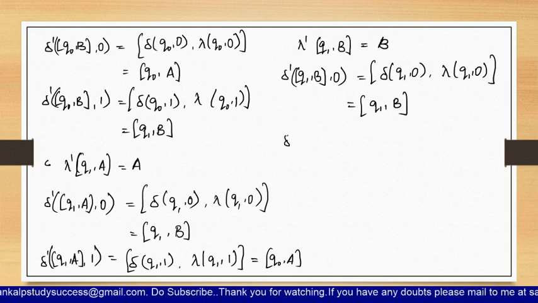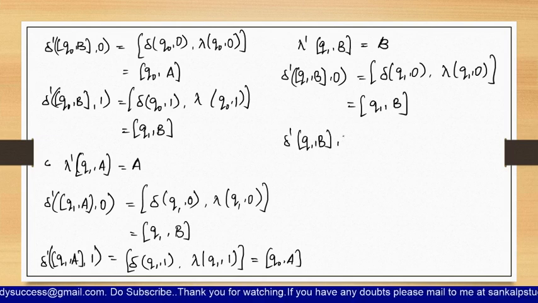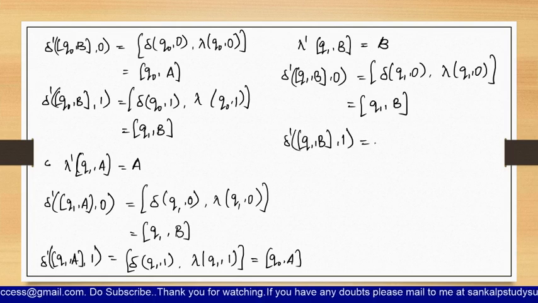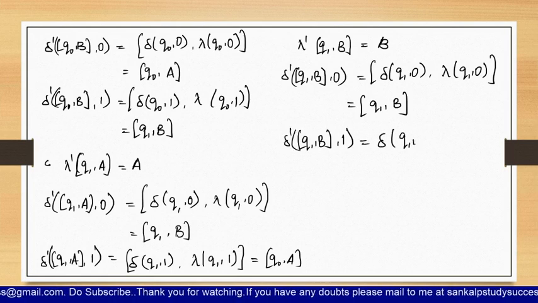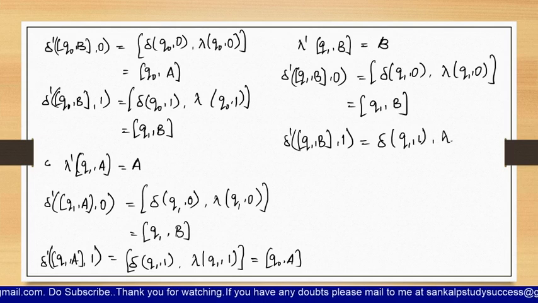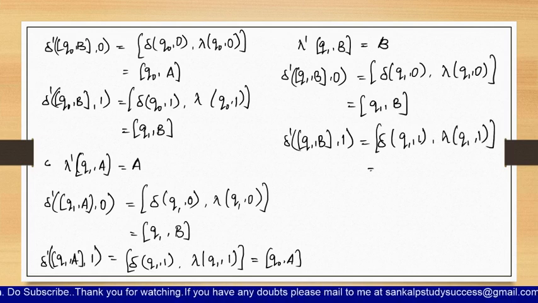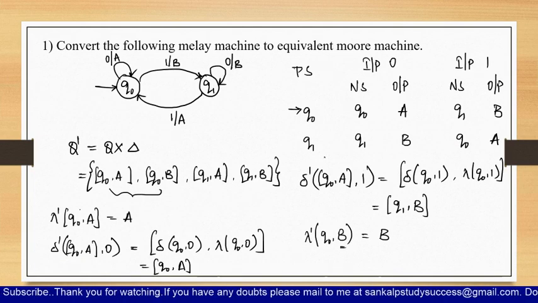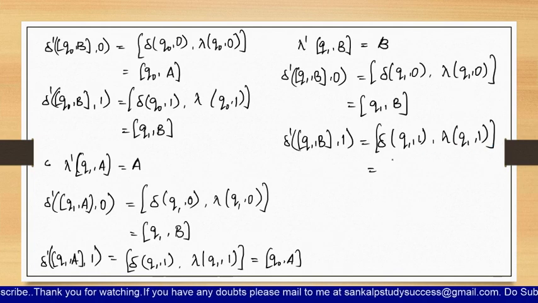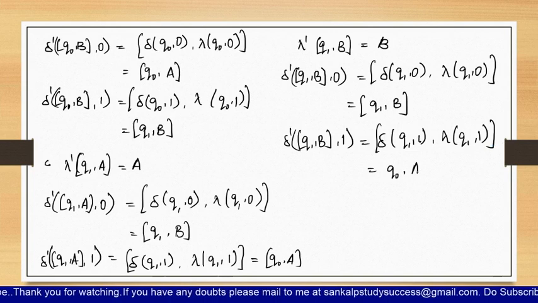Then transition function dash of Q1 comma B comma 1. Then here we are going to get transition of Q1 comma 1 comma lambda of Q1 comma 1, which is equals to Q1 comma 1 is nothing but Q0 and the output is A. So Q0 comma A is the output.